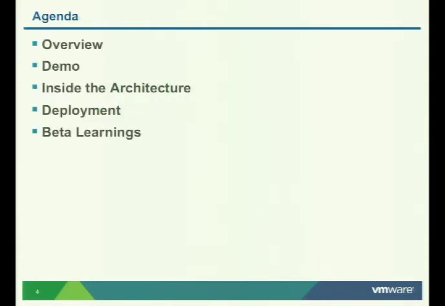So today's agenda, we're going to do a quick overview. And then Kevin's going to show us a demo of Project Octopus and also some of the Horizon Suite features. And then we're going to talk about the architecture design of the product and also how you're going to deploy it in a vCenter environment. And finally, we're going to talk about what we have learned from you, whoever have participated in our beta program and have applied to be part of the beta program. So with that, let's jump into the overview.